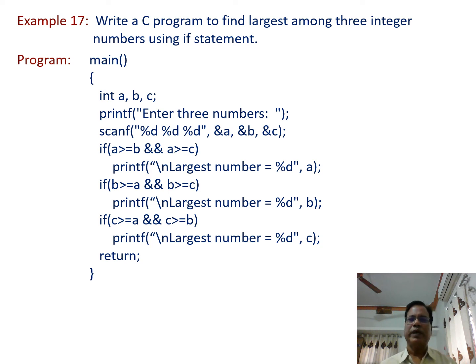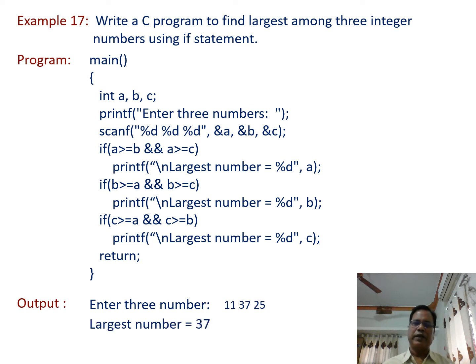So in this way, using the if statement, we can find the largest value among three integer numbers. When this program is run, this message is printed on the output screen, and when we enter these three numbers and press the enter key, we get the output: largest number is 37.